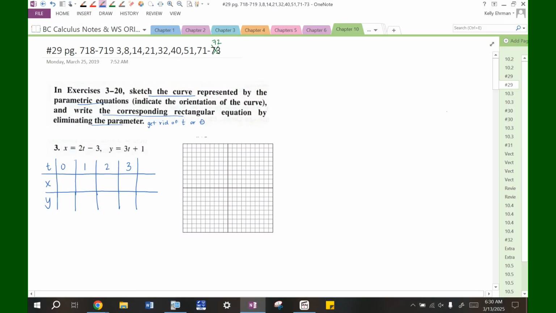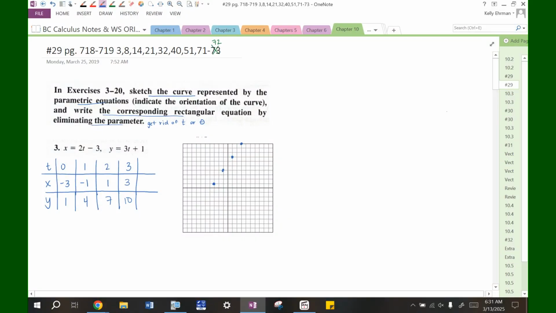So, okay, if we plug 0 in for t into the x equation, we get negative 3. Plug 0 in for t in the y equation, we get 1. So the first point on our graph is negative 3, 1. So that's at t equals 0. And then when you plug in 1, you get 2 minus 3 is negative 1. 3 plus 1 is 4. So negative 1, 4. And then plug in 2. 4 minus 3 is 1. 6 plus 1 is 7. So 1, 7. And then plug in 3. 6 minus 3 is 3. 9 plus 1 is 10.